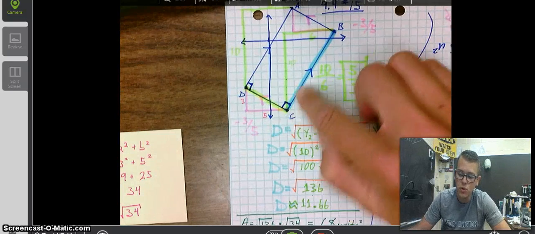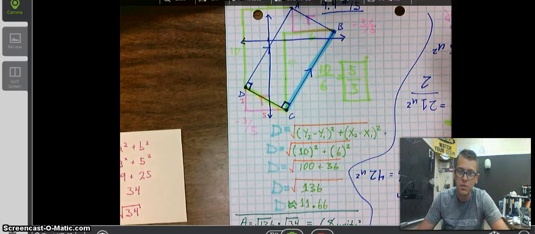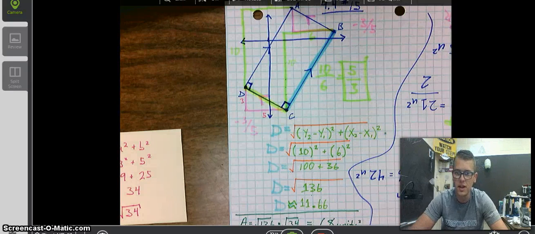Now, if we found that these weren't perpendicular, but still we had parallel lines here and parallel lines there, we might have had a parallelogram, or we might have a rhombus or a trapezoid, depending on what we find. But this one worked out nice and easy, became a rectangle, and then solving the area was easy.